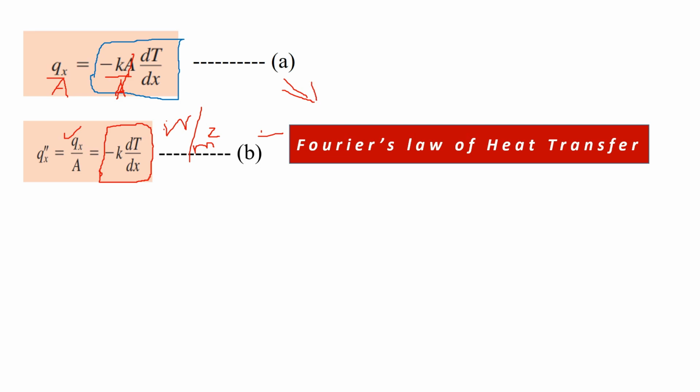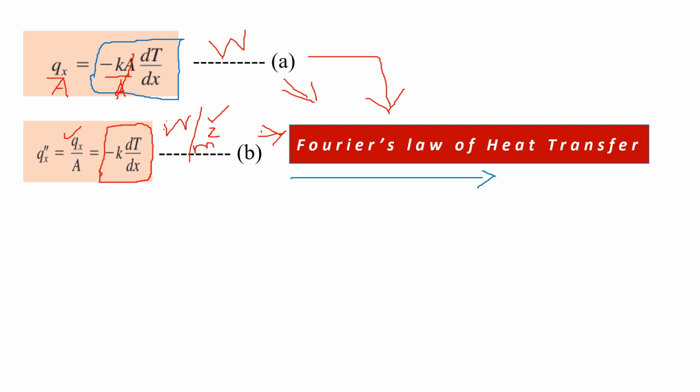This is called heat flux, and its unit is watt per square meter, while the heat transfer rate unit is watt. These are the two equations, A and B, which represent Fourier's law of heat transfer for conduction in one direction, the x direction, which we have defined already.